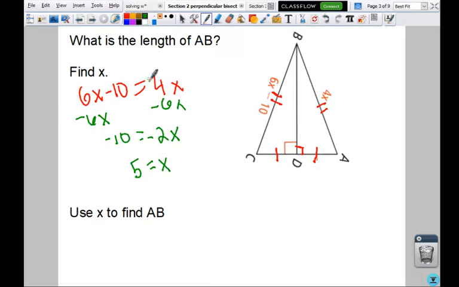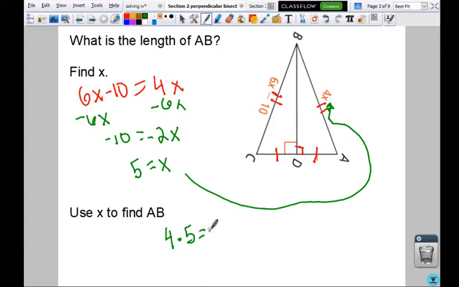Pretty easy. Not a super tough problem. You guys have done harder than this. But we aren't quite done yet because the question asks, what is the length of AB? Did we find AB? No. We found x. But AB is pretty easy to find. Because I found x is 5, I'm going to plug it into AB right there, which I know it's upside down, but AB is 4x. I'm going to go 4 times 5, which is 20. 20 equals AB, same thing.